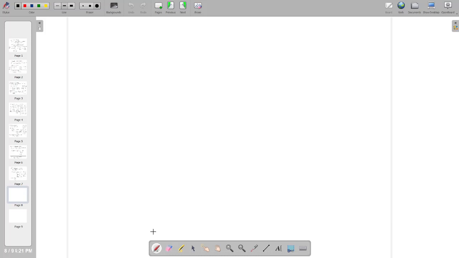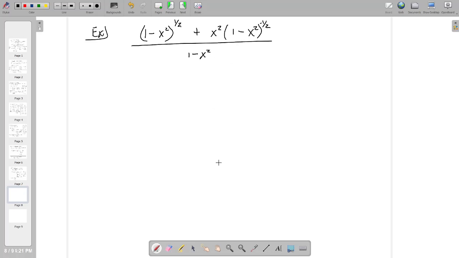Okay. I want to do one more example like this because this is a very odd example. This is not a rational expression because we have square roots, but I want you to look at this and see how we would actually solve the problem. Suppose we have something like this: 1 minus x squared to the 1/2 power plus x squared times 1 minus x squared to the negative 1/2 power, divided by 1 minus x squared. I want to simplify this.